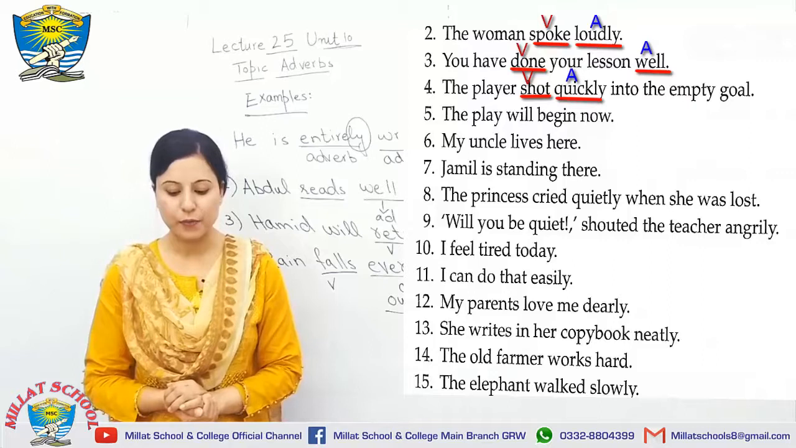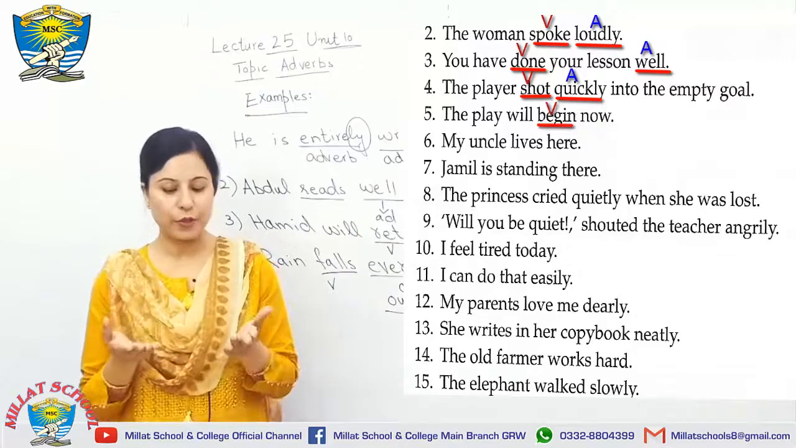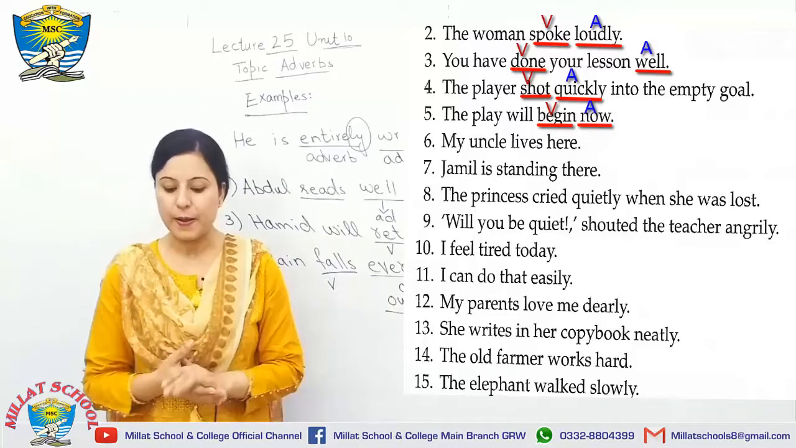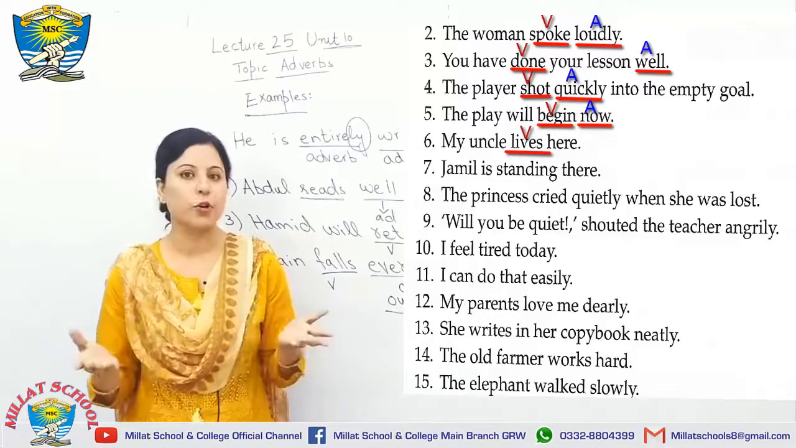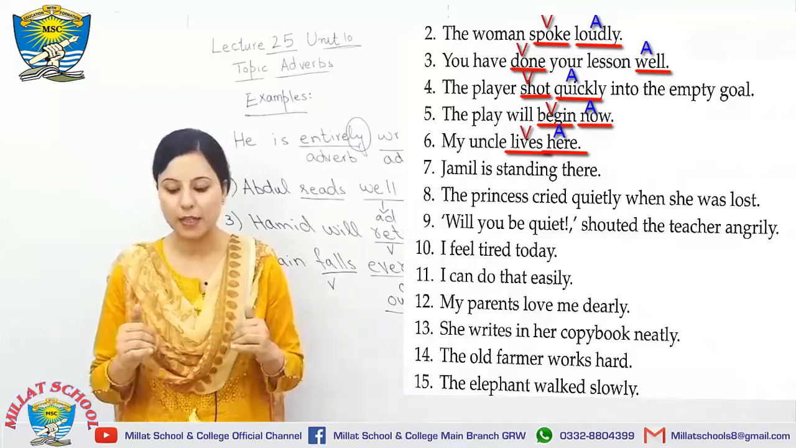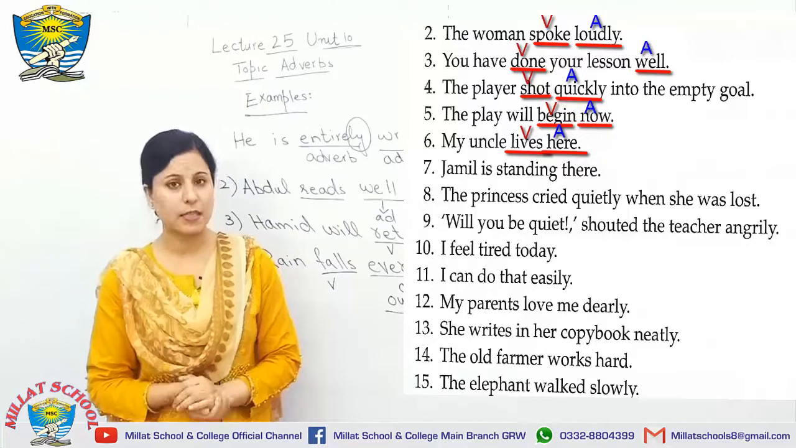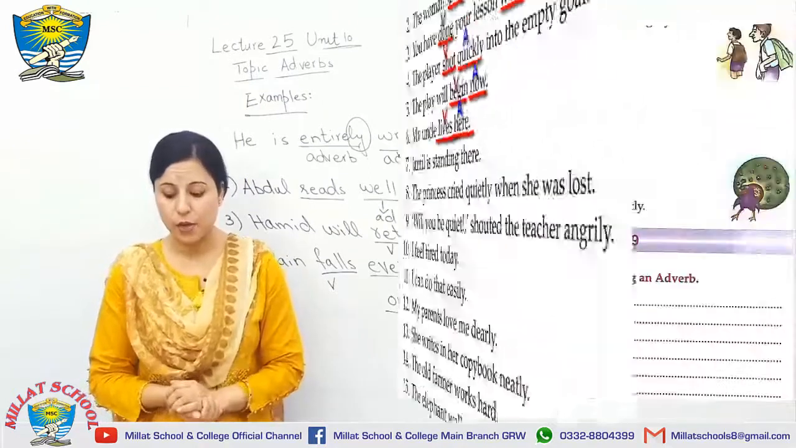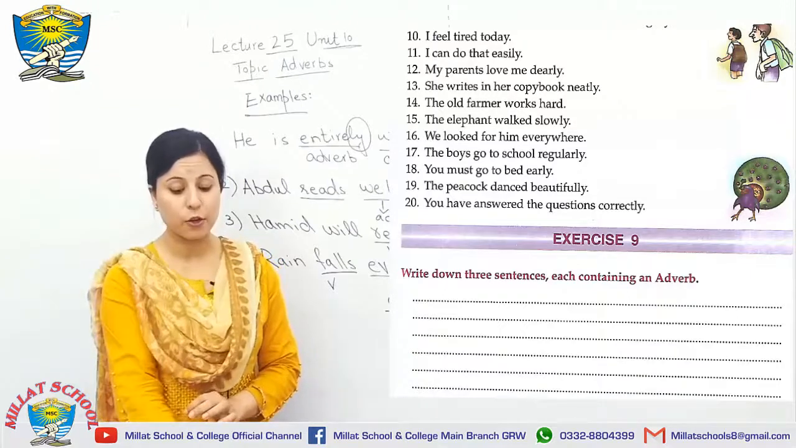Have a look at number 5. The play will begin now. Begin is your verb and now is your adverb. Number 6, my uncle lives here. Lives is your verb and here is your adverb. I hope that now you can write as many sentences with adverbs as you can. So the rest of the sentences on this page and exercise 9 will be your homework task.